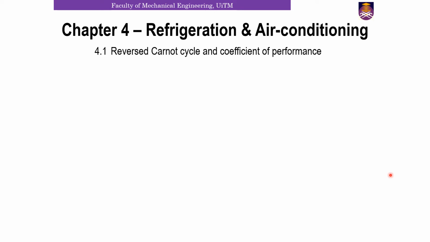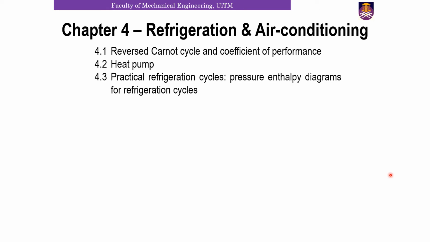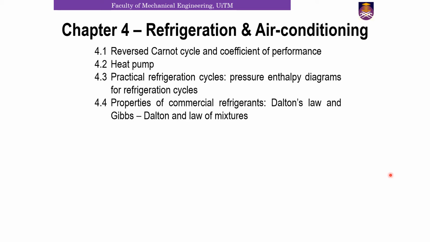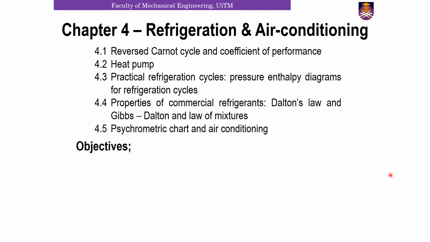You will need to know what is a reverse Carnot cycle and what you mean by coefficient of performance. You will also be exposed to heat pump, and this is followed by practical refrigeration cycles based on pressure enthalpy diagrams for refrigeration cycles. And for point number 4, you need to know what are the properties of a commercial refrigerant. You'll be exposed to Dalton's law and Gibbs-Dalton's law of mixtures. And for 4.5, you will then be taught what is a psychometric chart and how to use a psychometric chart to solve problems related to air conditioning.